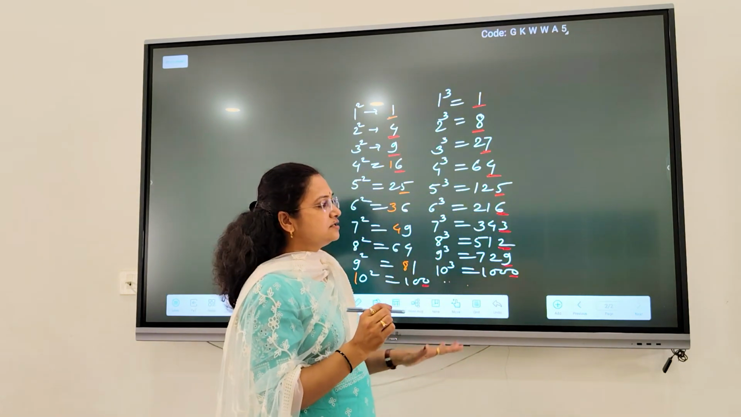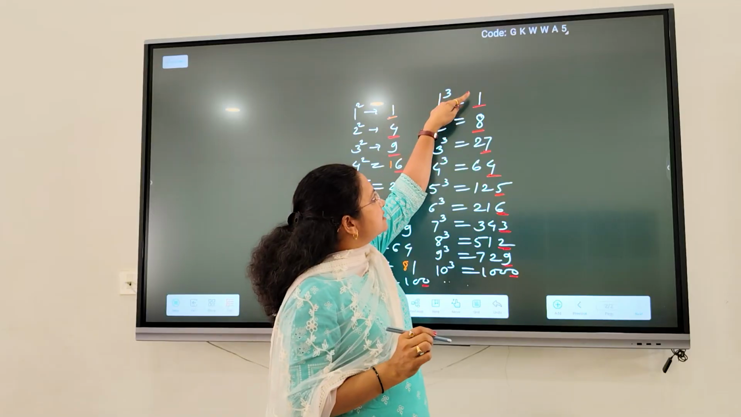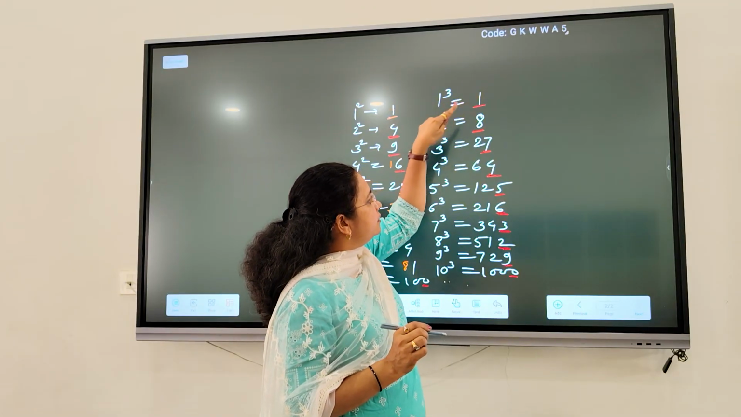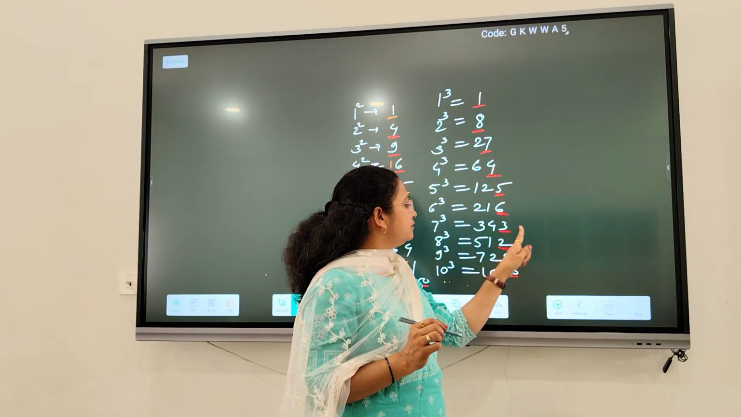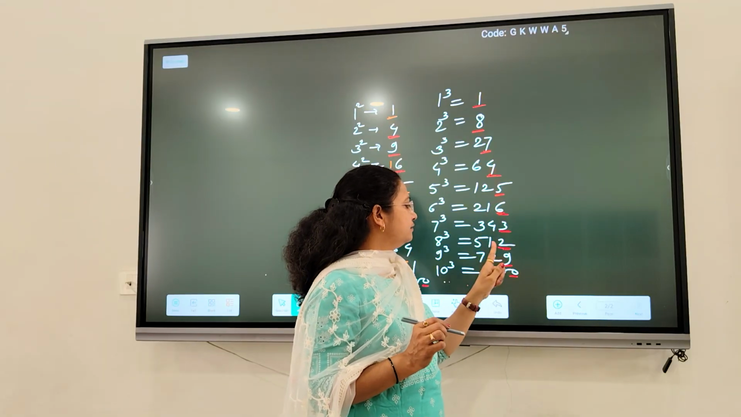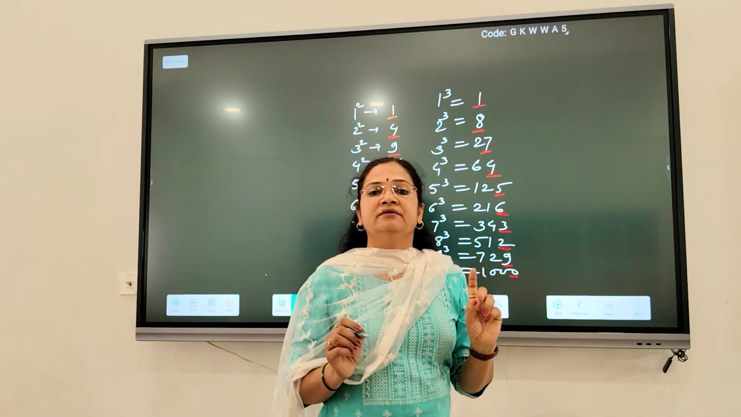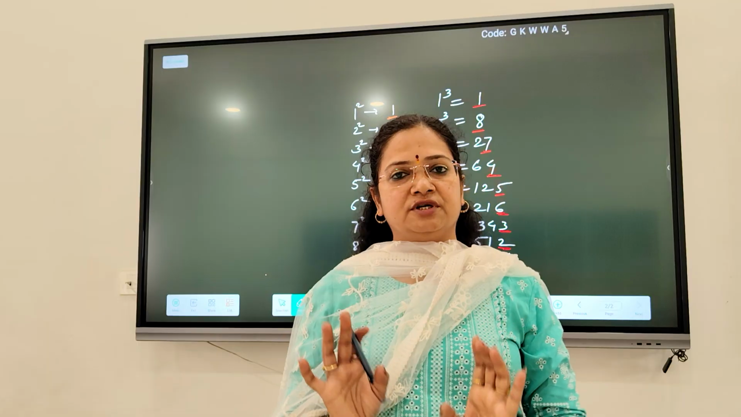So like this, if on the unit place there is 1, 8, 7, 4, 5, 6, 3, 2, 9 and 0, then they are cube numbers.